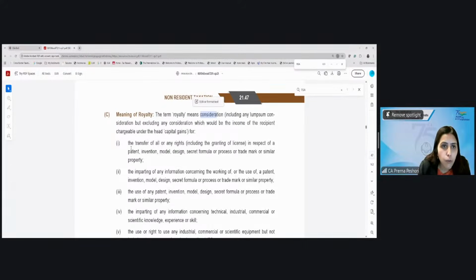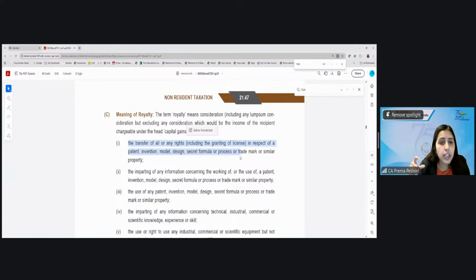Royalty means consideration for the transfer of all or any rights, including the granting of a license in respect of a patent, invention, model, design, secret formula or process. So where you transfer the right to use any patent, to use any invention, the consideration is royalty, unless you transfer the entire right itself, in which case it will be under capital gain and not royalty.